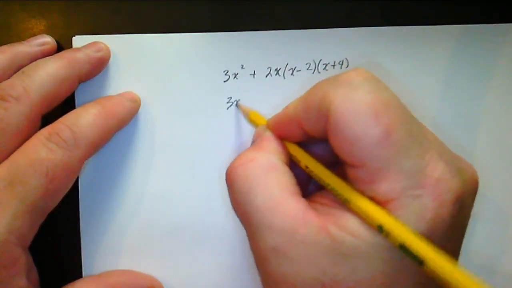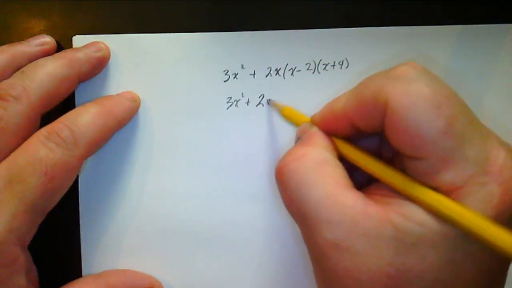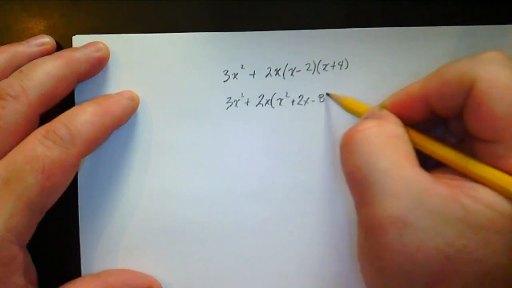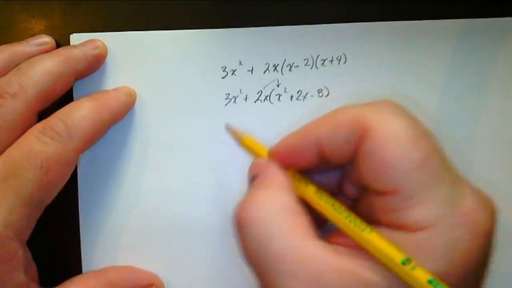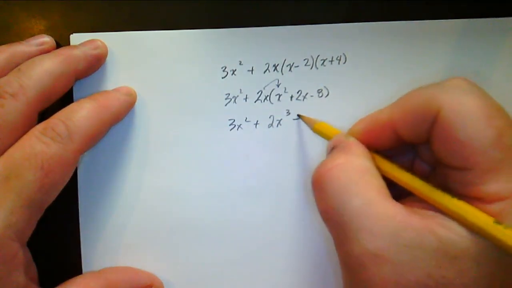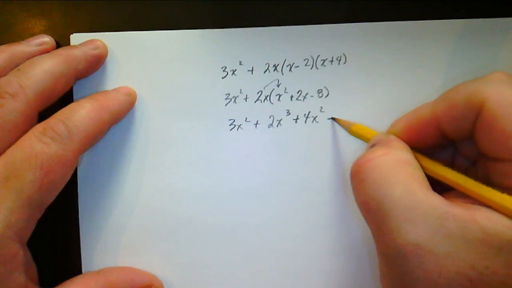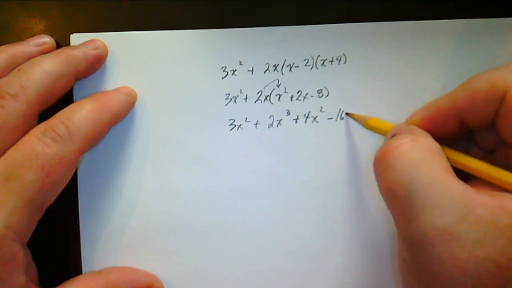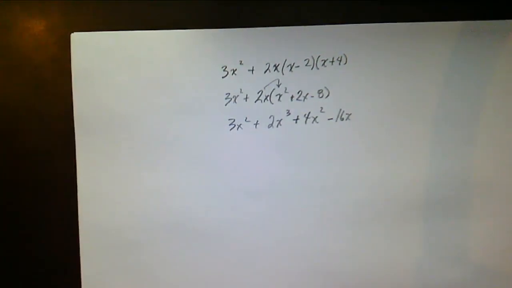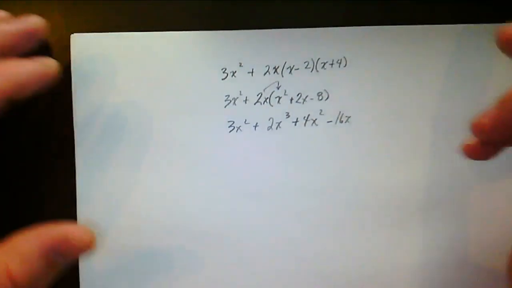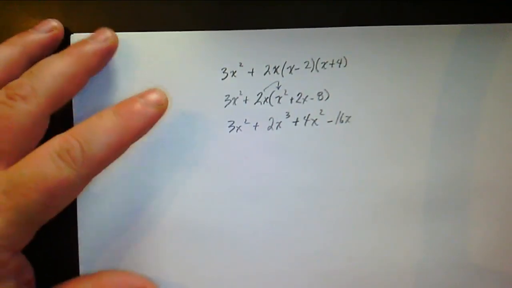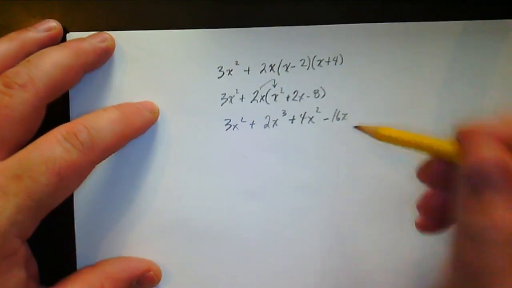Okay, so this one stays the same, 3x squared plus 2x, and then let's multiply those together. x squared plus 2x minus 8. Okay, now when we distribute, we're going to get 3x squared plus 2x cubed plus 4x squared minus 16x. See, I did make a mistake. That's funny. I did not plan that. That is completely on accident. But I just know my own tendencies to make mistakes when I try to cram things in a smaller space like I just did. So, yeah.